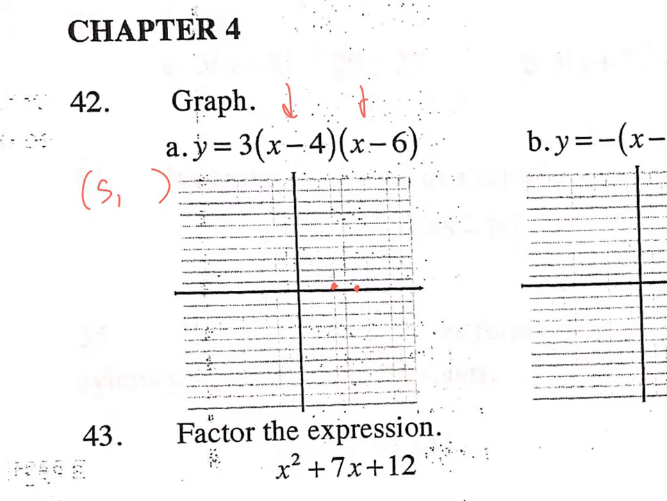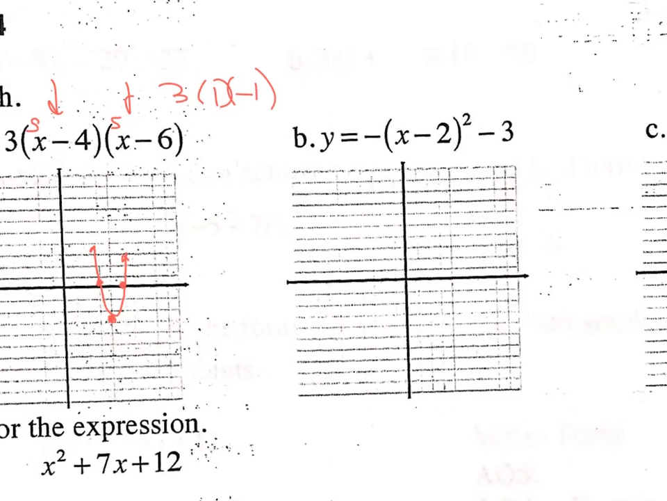So all I'm going to do is plug a 5 in here where the x's are. And if I plug a 5 in there, I get 3 times 1 times negative 1, which is negative 3. So my vertex is 5, negative 3, which is about down here somewhere. So that means my parabola is going to look just like that. And it was a parabola because it had 2 x's, which is an x squared, which is a parabola.